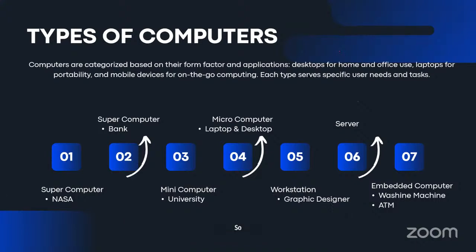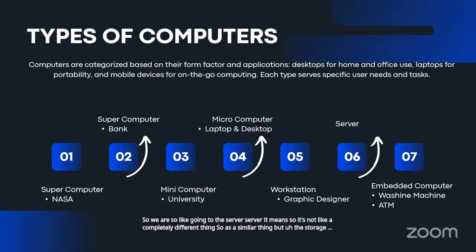Then we go to the server. A server is not a completely different thing. It is similar, but the storage type and the processor differ from these categories. After that, the ATM machine and washing machine we use every day are completely different from these kinds of computers. But in all these categories, there is one chip embedded in the computer. Its name is CPU, the brain of those computers. As per our input, these hardware devices differ from category to category.